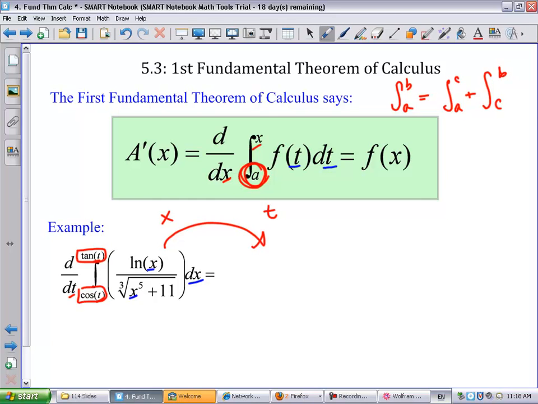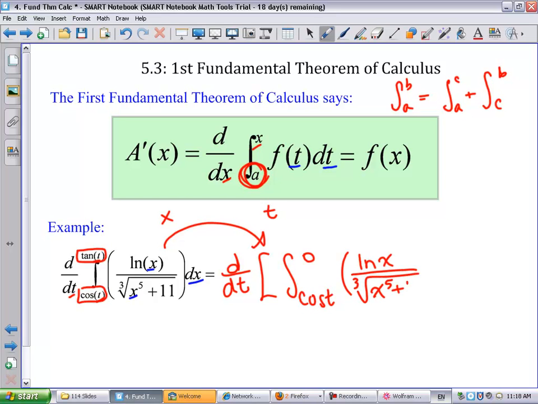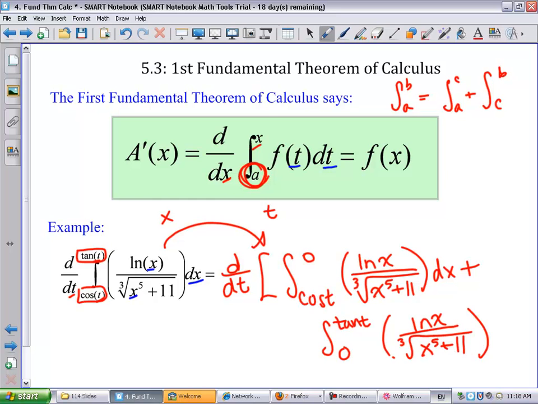So let's just say that now we want to be taking the derivative of the integral from cosine of t to 0 of natural log of x over the cubed root of x to the fifth plus 11 dx, plus the integral from 0 up to tangent of t of the same function, natural log of x over the cubed root of 5x to the fifth plus 11.